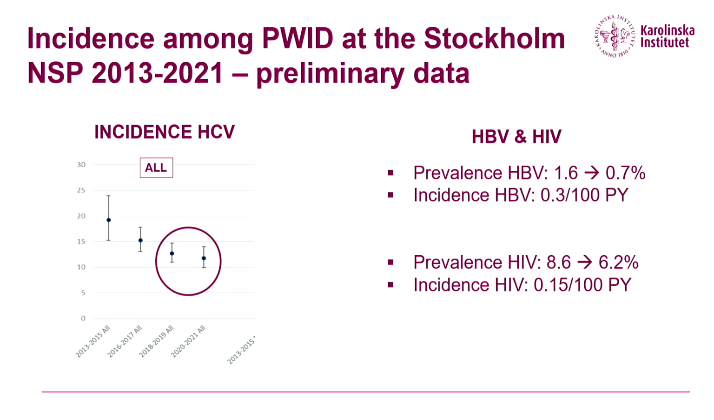For hepatitis B and HIV, a decrease in prevalence for hepatitis B, but overall a very low incidence rate. And at this time, we have, like other needle syringe programs in Sweden, pretty much full vaccine coverage when it comes to hepatitis B. Prevalence of HIV is particularly high in Stockholm, but we see a decrease and also here a very low incidence rate.